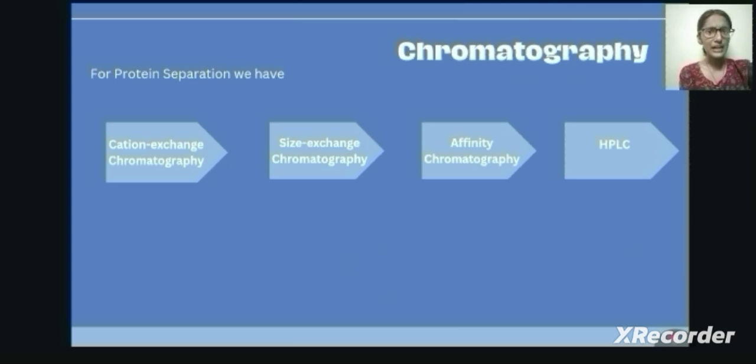For protein, we have cation exchange chromatography where positively charged proteins can be separated. Then we have size exclusion chromatography in which large molecules are eluted first and then small molecules are eluted. Then we have affinity chromatography in which proteins have an affinity to a specific chemical group through which we can separate them. And then we have HPLC, which is high pressure liquid chromatography in which high quality chromatography can take place under high pressure.